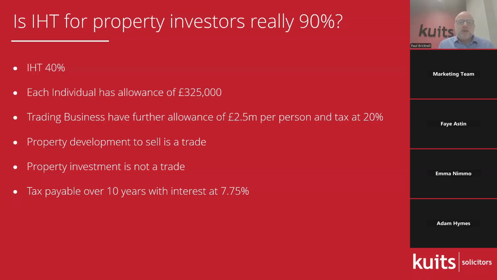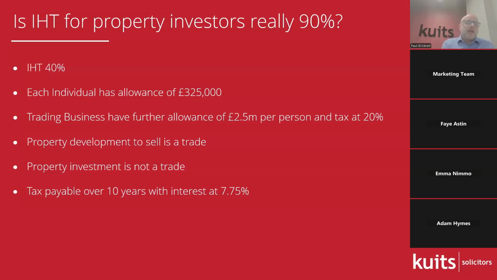Each individual has an allowance of £325,000, but that is transferable between husband and wife. So effectively, a husband and wife has £650,000. Now, as I say, there's been quite a lot in the news about the trading businesses of farmers having this additional allowance of £2.5 million, with the balance of tax at only 20%. That's okay for property developers who develop and sell on, but property investment is not a trade. And so for property investments, that headline rate remains at 40%.